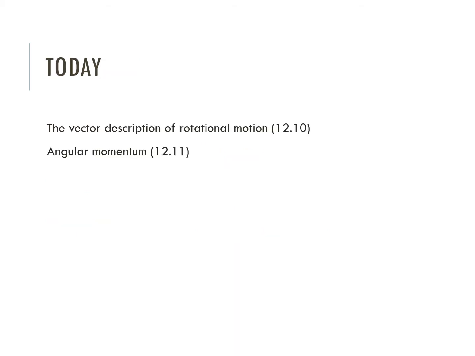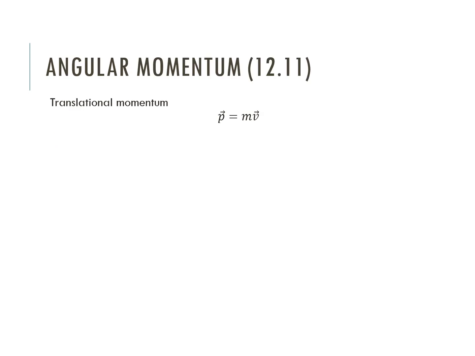So like I said, today we are going to be looking at angular momentum. We are going to be revisiting part of 12.10, which is the vector description of rotational motion, because it turns out angular momentum also utilizes the cross product. So the first and second video are just going to be purely angular momentum. Our third video is just going to be a nice summary of rotational motion as a whole.